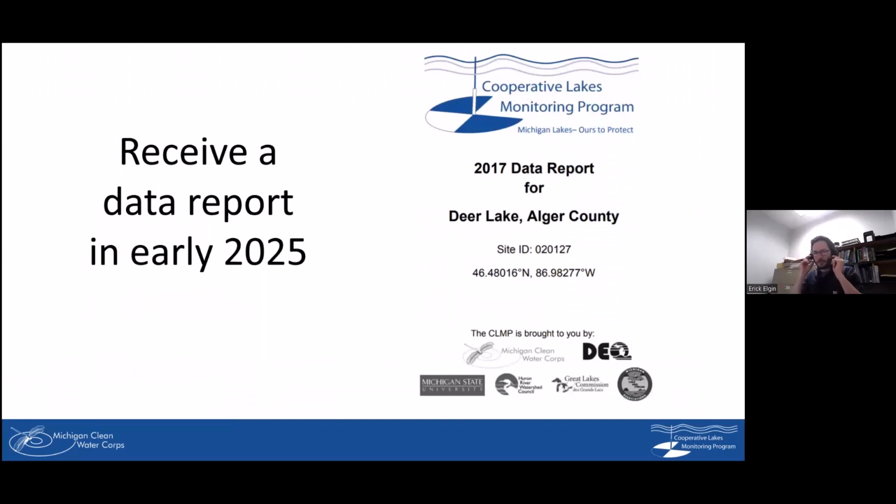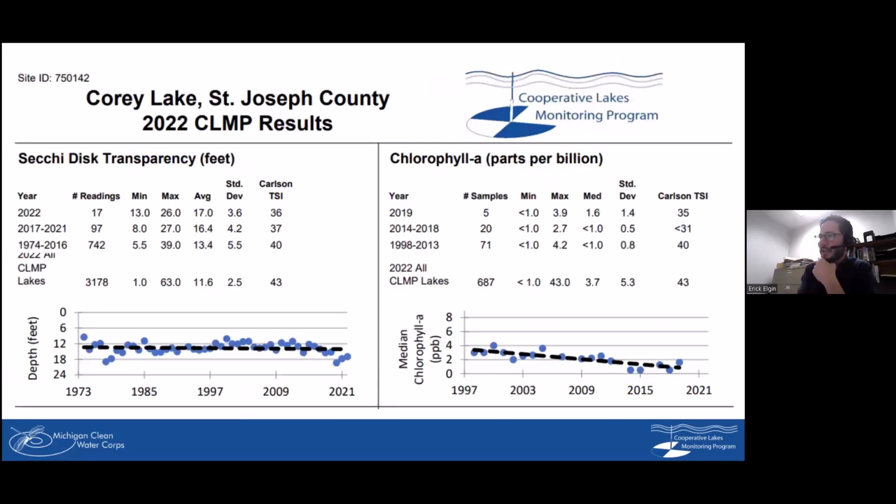So for all of you that are enrolled this year, you will receive a summary data report in early 2025. In that report, we cover a variety of items. We show you, for example, this lake, Corey Lake, collected 17 measurements of water clarity in 2022. The minimum was 13, the maximum was 26. The average was 17. We also give standard deviation, and we calculate that into trophic status. Remember the oligotrophic, mesotrophic, eutrophic.